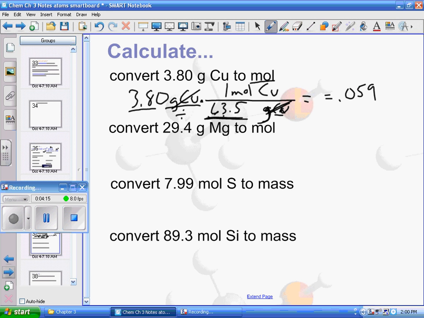0.059. And now since I crossed off the grams of copper and I'm left with moles of copper, it's moles of Cu. That's my answer. Let's try this next one.